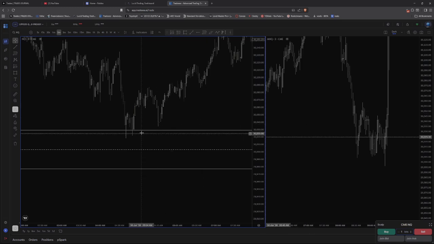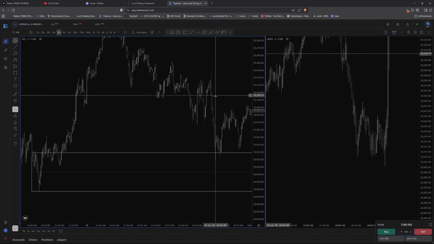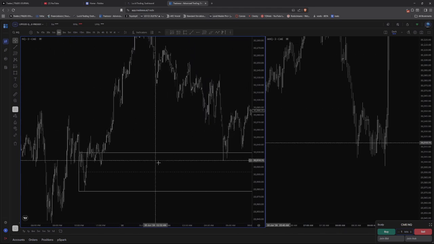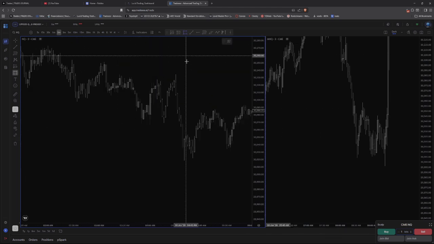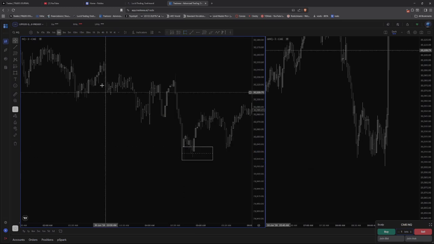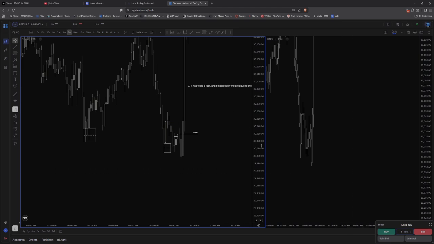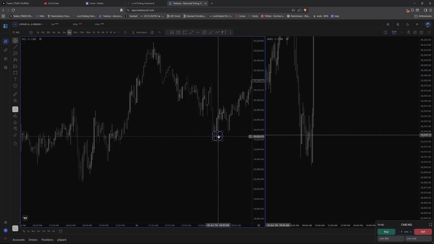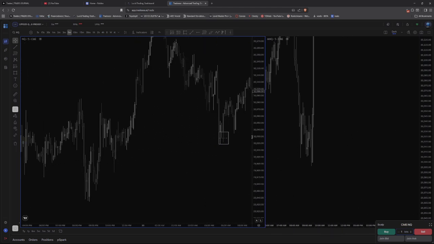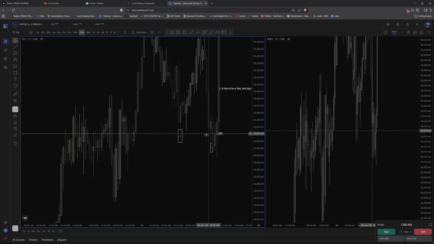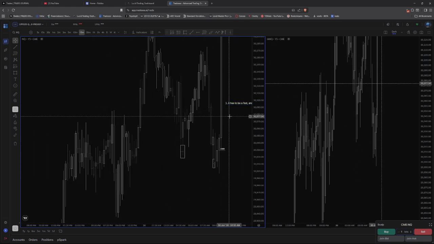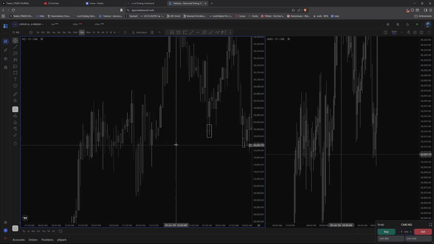Okay. Here's another good example, right? Let me just mark this out real quick. So we have this 2-minute rejection block here. Actually, 5-minute rejection block. Okay, let's say a 5-minute rejection block. Let's see if it's rejecting off of something, right? Because, of course, it has to reject off of something.